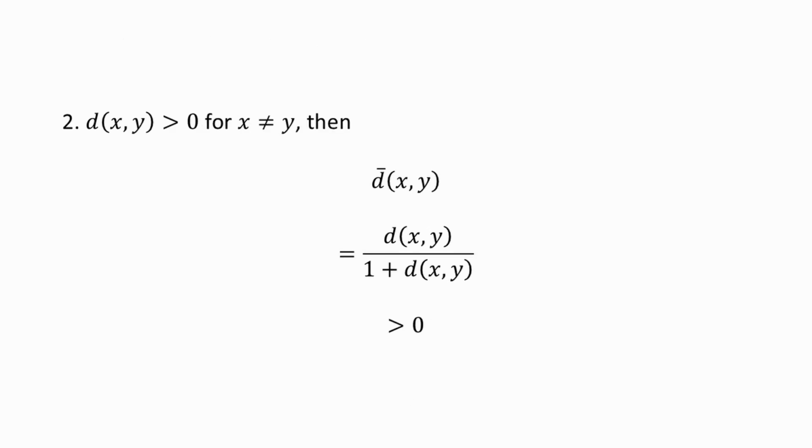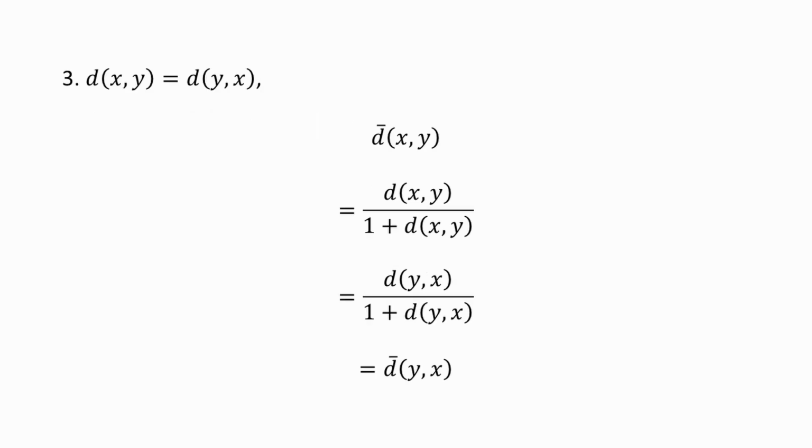Second, d(x, y) is larger than 0 for x not equal to y. Then d bar(x, y) equals, again we apply the definition of d bar, d(x, y) over 1 plus d(x, y). But since d(x, y) is larger than 0, it guarantees that the whole expression is also larger than 0.